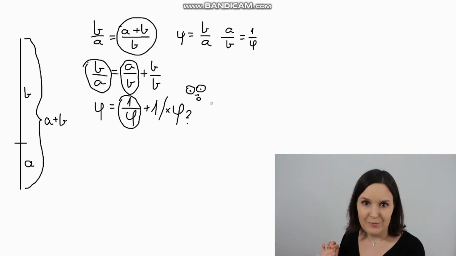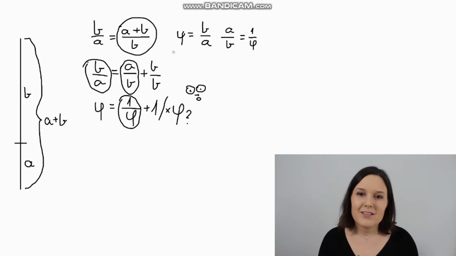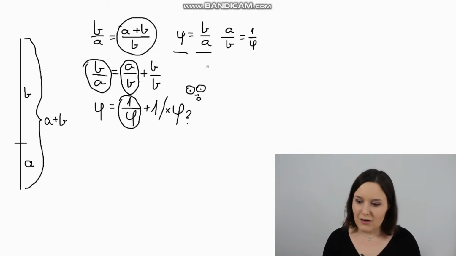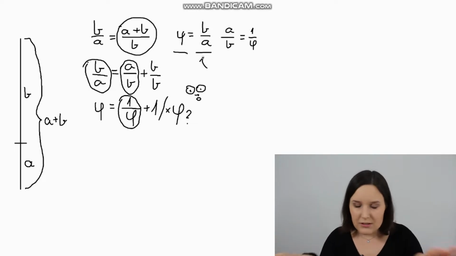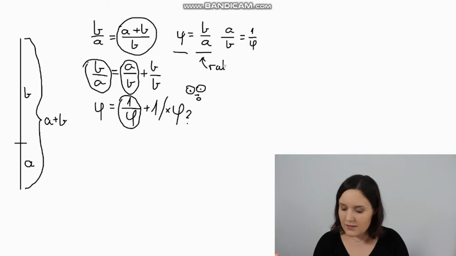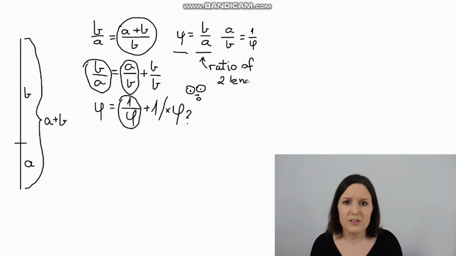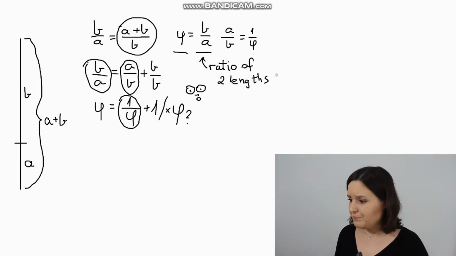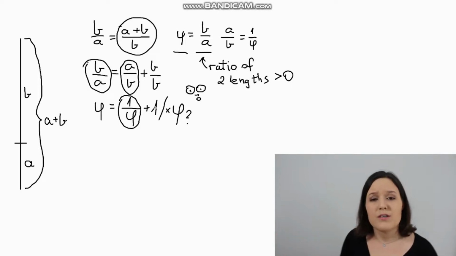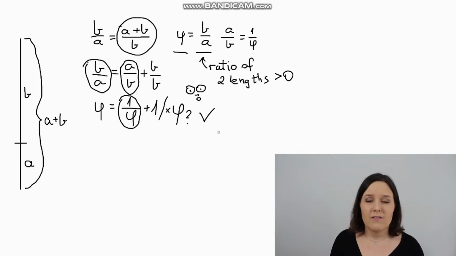But I'm safe because phi is a ratio. So I have one interval, no matter what intervals you have, one interval, the length divided by the length of a different interval. Well, the answer won't be 0. It will be positive. So I can just multiply both sides by phi. And what do I get there?